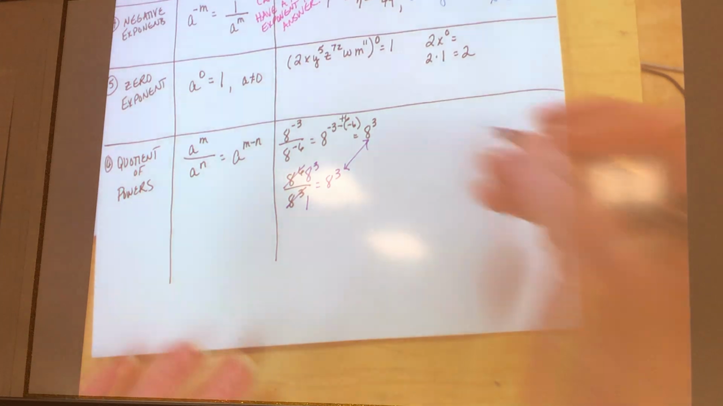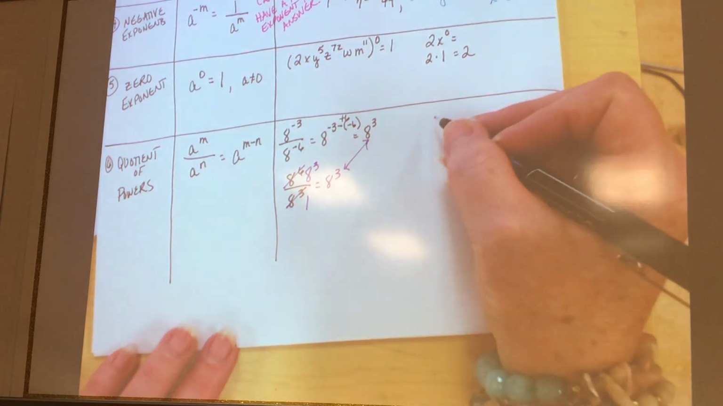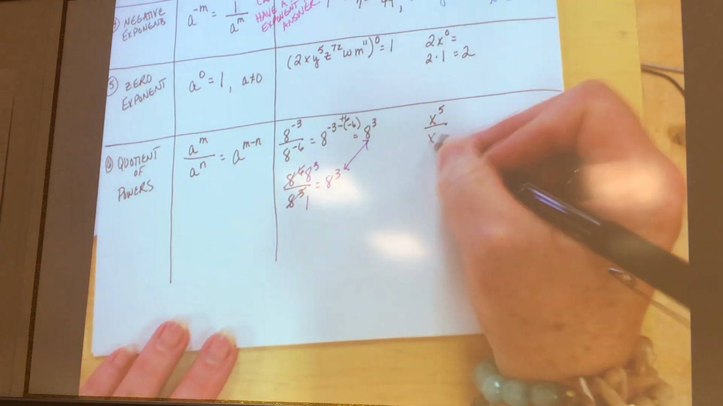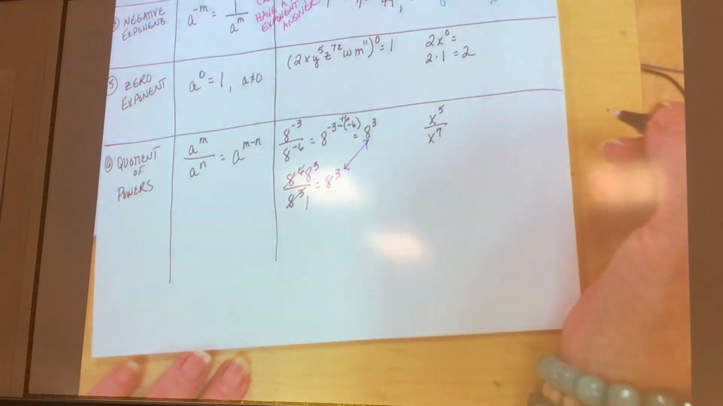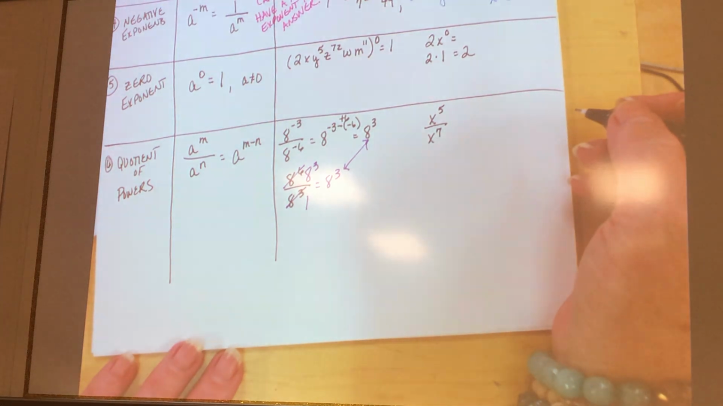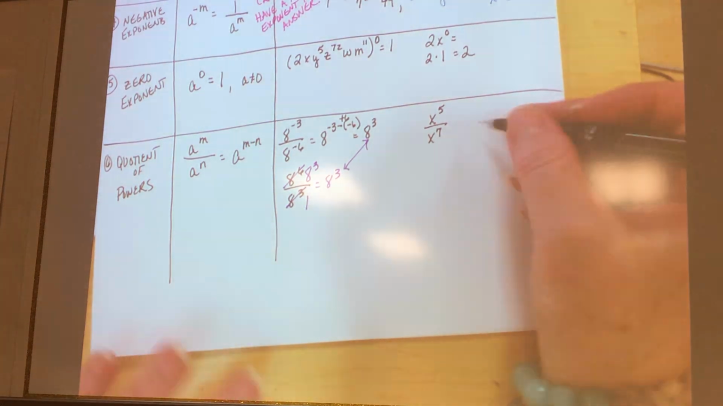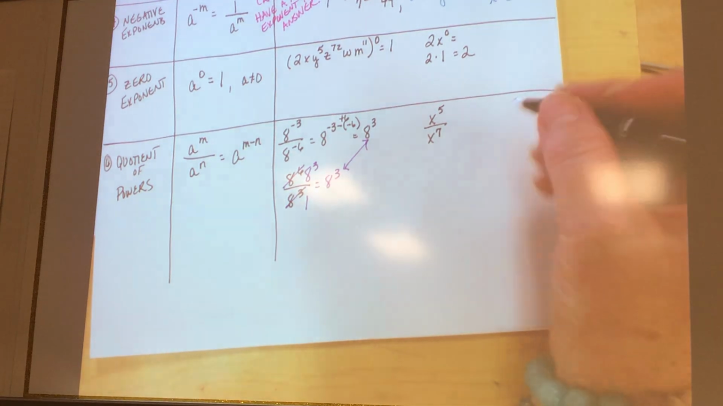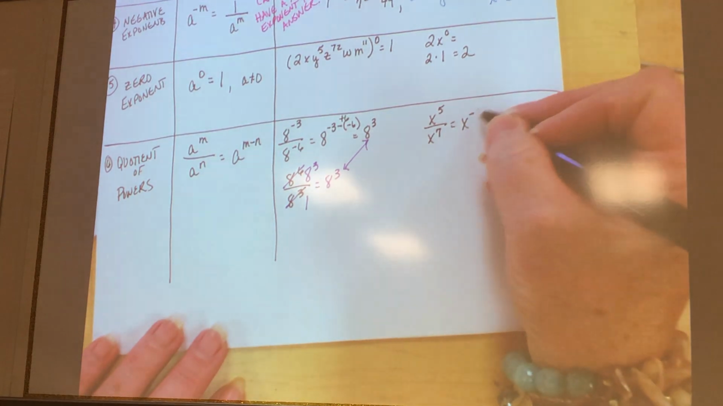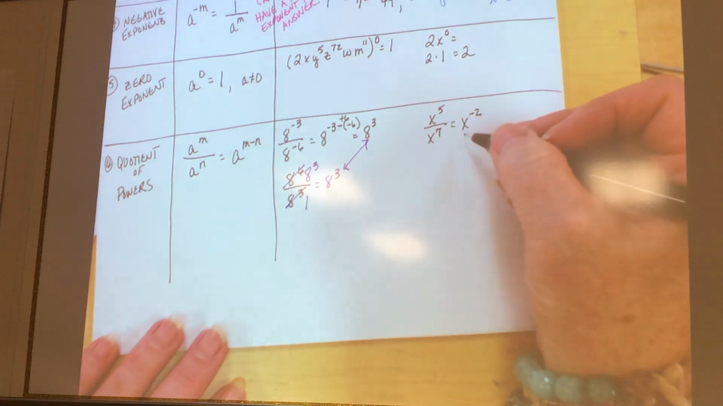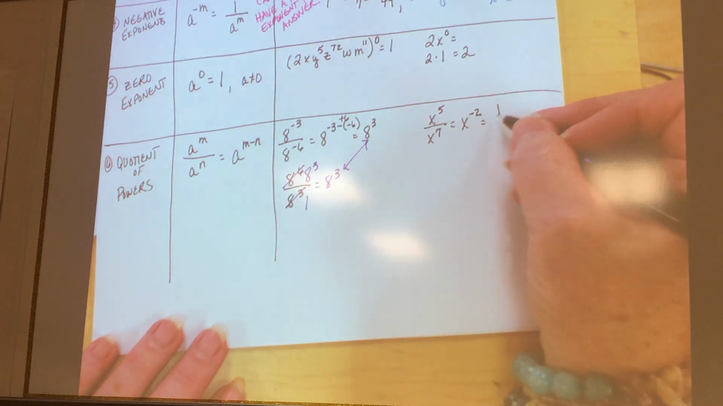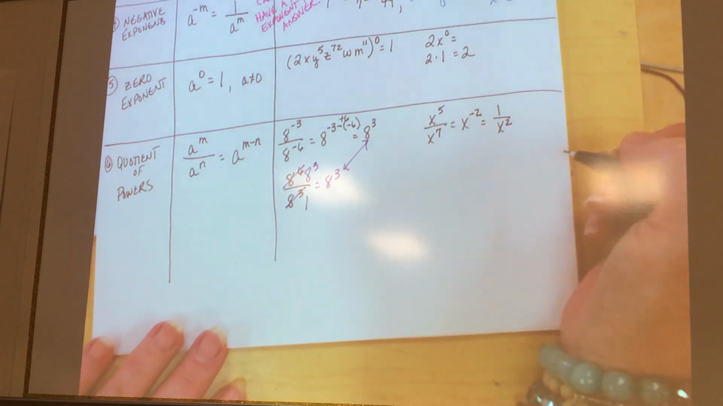Here's why. Because here's where the problem comes in. When kids do problems like this, x to the 5th over x to the 7th, and you have a negative and flip it, that's exactly right. Kids go, oh, that's x squared. No, it's not x squared. It's x to the minus 2. But is that legal? No. What do you do to make it positive? You raise it. So 1 over x squared.